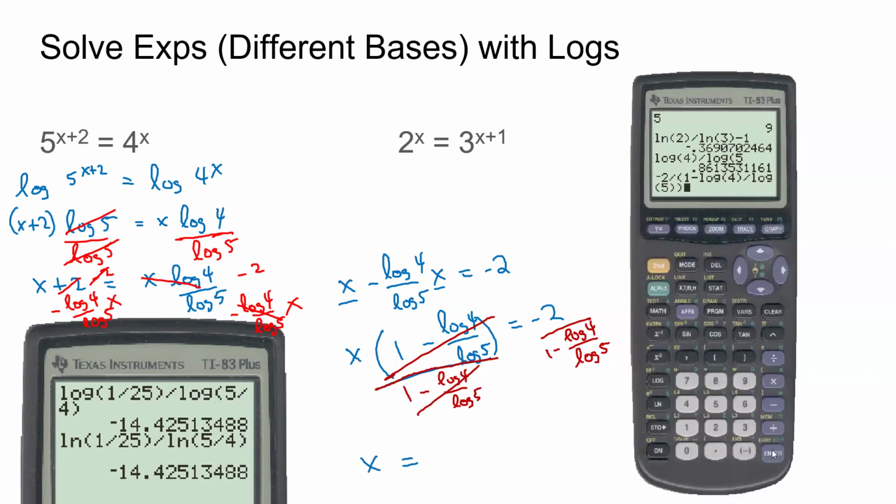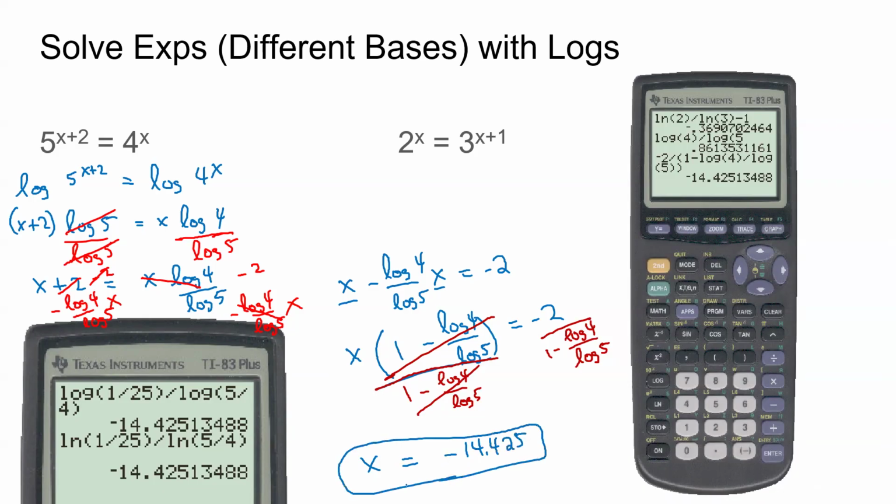That's fine. You don't have to. It's at the end. And I've got a number. I've got a solution here for this thing, -14.425. Again, we're going to round this thing at some point. And the longer you can put that off, the better. The more decimal places you carry, the better.